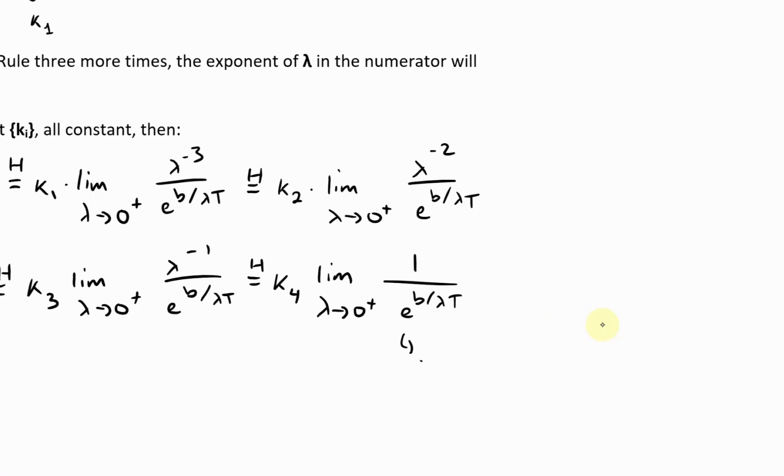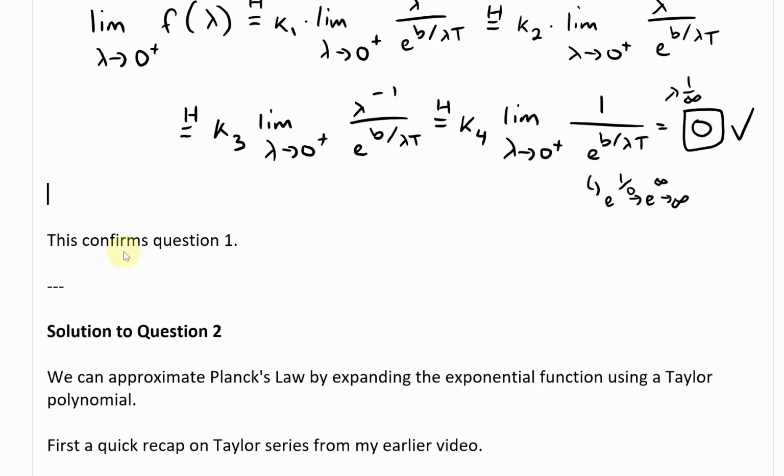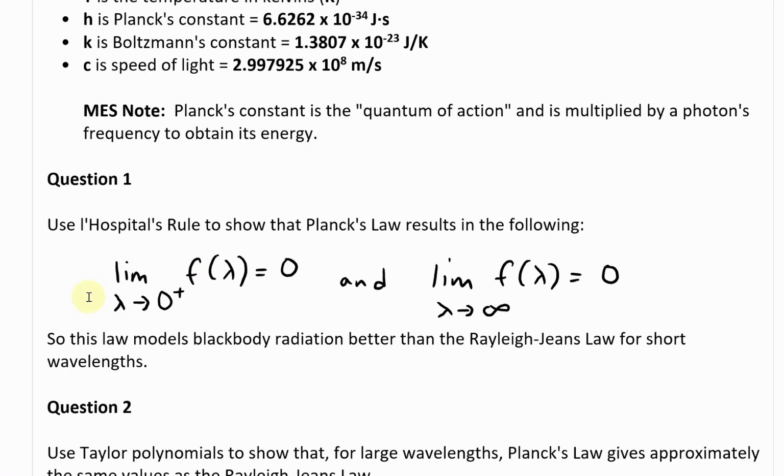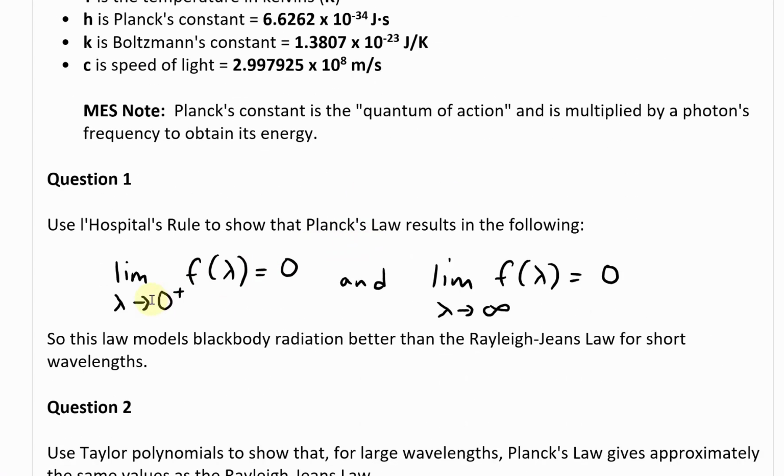It's going to be e to the 1 over 0, which goes to e to the infinity, which goes to infinity. So in other words, we have a scenario of 1 over infinity, which approaches 0. It equals 0. That's exactly what question 1 says, so this confirms question 1. So again, there are the limits. We show that the limits of this function of Planck's law approach 0 when lambda goes to 0 or lambda goes to infinity.